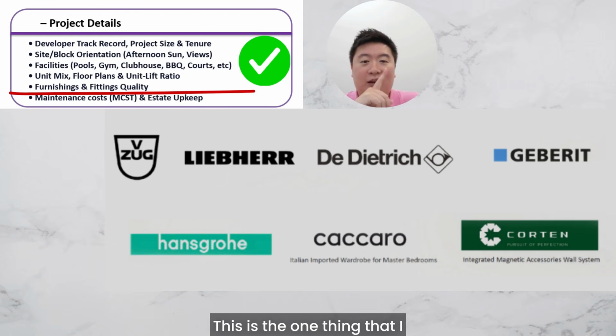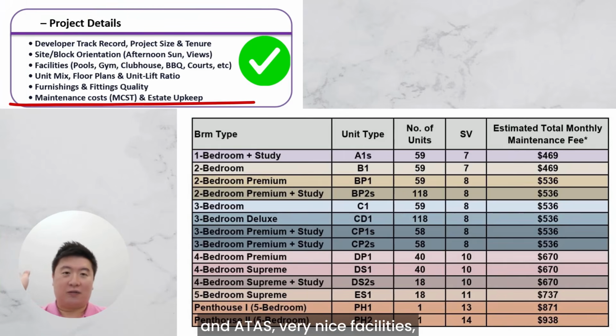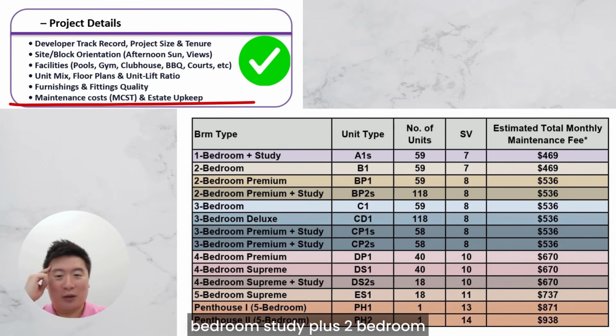This is the one thing that I don't like about Zion Grand. One of the key things, actually. In return for atas finishings and very nice facilities, your arrival cost, etc., you get a higher maintenance cost. Yeah, that's not ideal. It's a little expensive. But I'll give them credit for separating the one bedroom study plus two bedroom into a lower category rather than all being the same all the way until three bedroom. But if you're buying three bedroom, it's going to be 536. If you're buying the bigger two bedrooms, it's also 536.